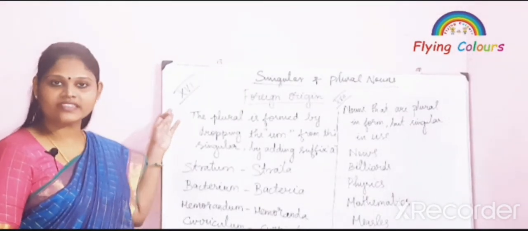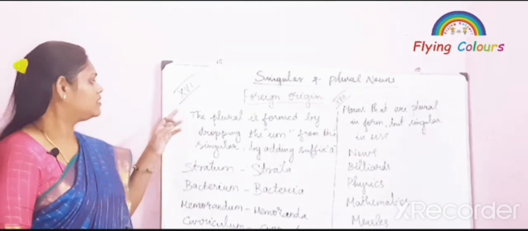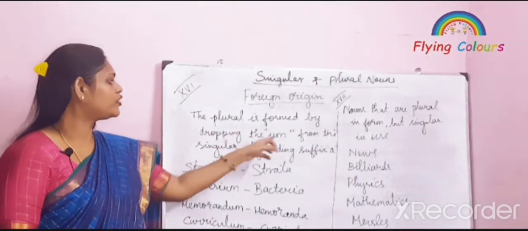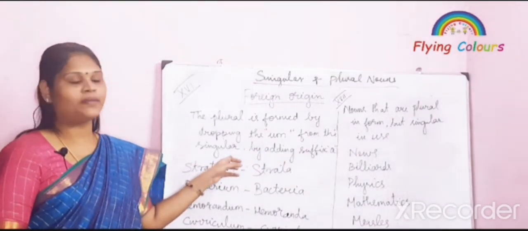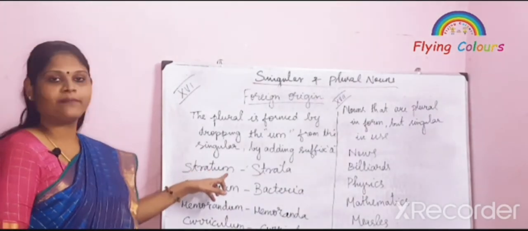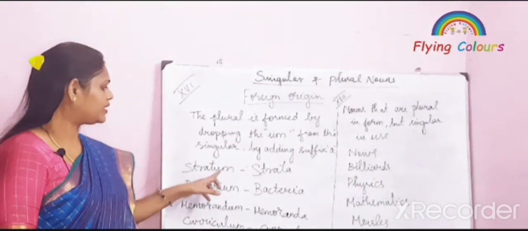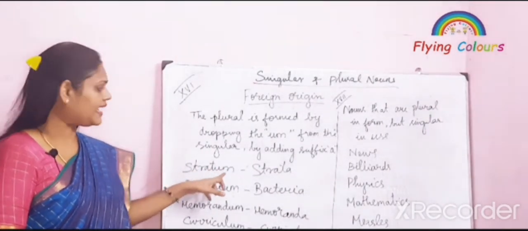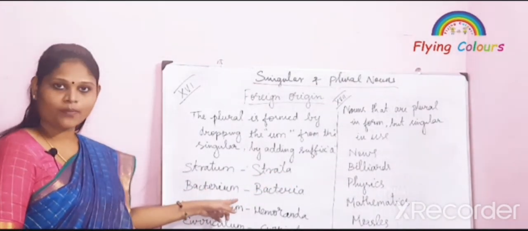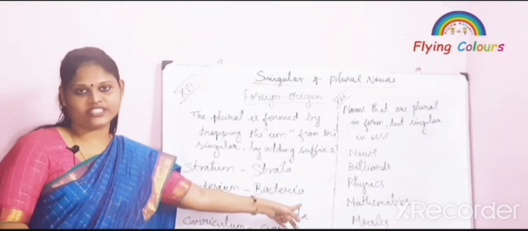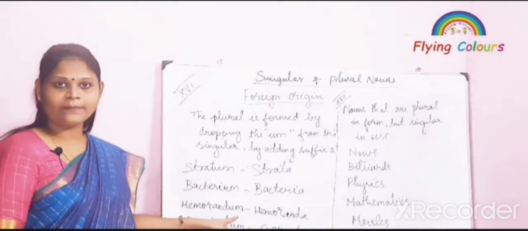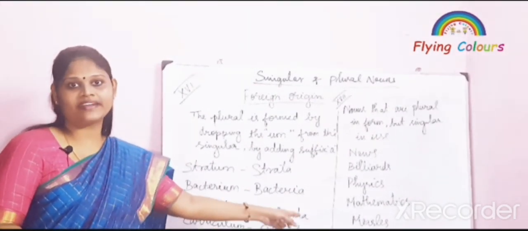These are all the examples for foreign origin words. For example, the plural is formed by dropping the ending from the singular and adding the suffix a to the word. For example, stratum: you should drop and add a to it, strata. Bacterium, drop and add a to it, bacteria. Memorandum, drop and add a to it, memoranda.